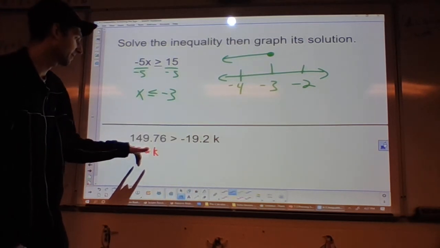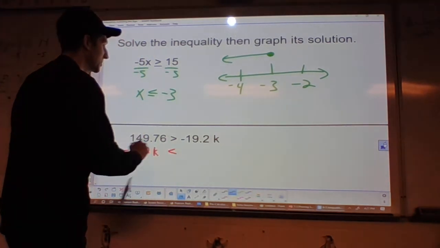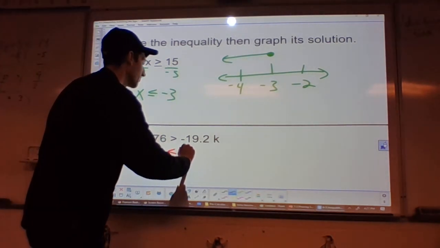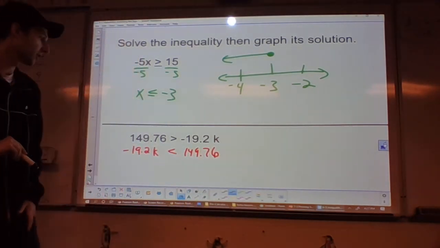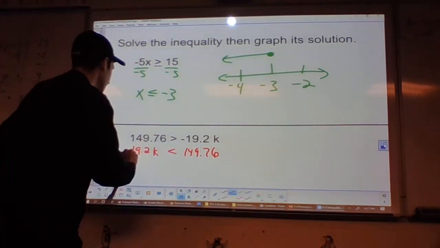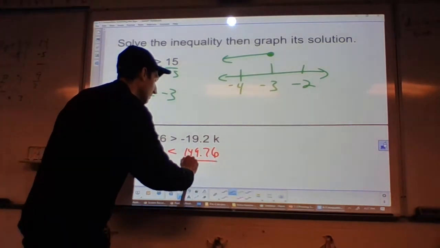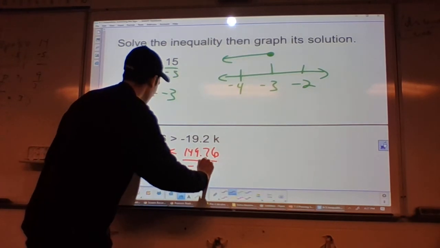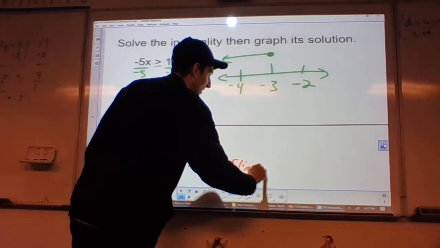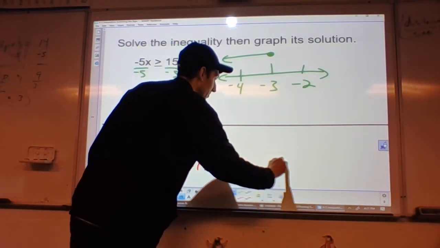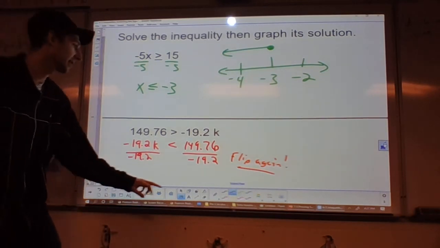Okay, so I have -19.2k, which is now less than, because we switched the sides, 149.76. Okay? So to solve this, we're going to divide both sides by a negative. And so since we're dividing both sides by a negative, flip again. Okay? It's the double flipper. You're going to flip it twice. So we're going to flip this one again.